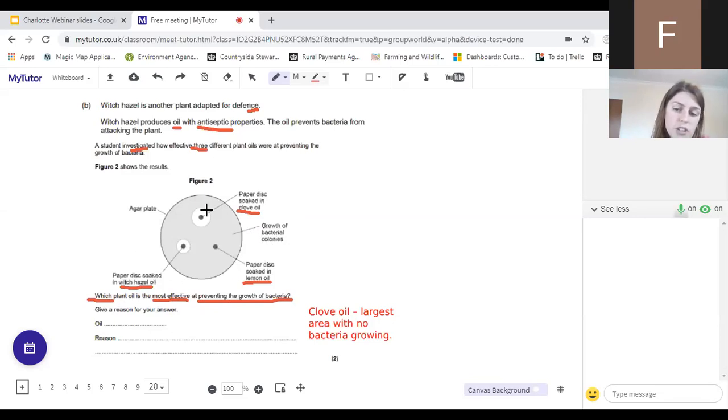So if we look at each of those 3 dots, we can see that the paper disc soaked in lemon oil doesn't have any space around it. So the bacteria have continued to grow around that dot as normal. Whereas the witch hazel we can see that the witch hazel oil there has created a bit of a space around the disc. That space is where bacteria hasn't been able to grow. Now, the best at this is the clove oil. So clove oil has the biggest space around it. So clove oil has the largest area with no bacteria growing. That would be enough to get you those 2 marks there.